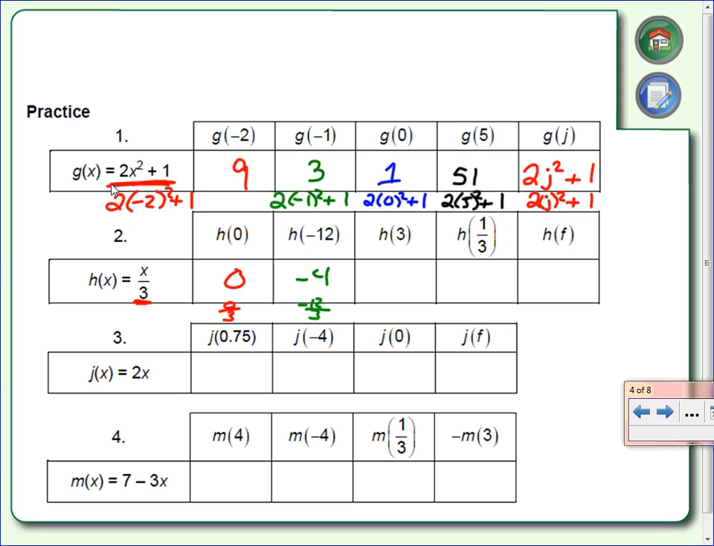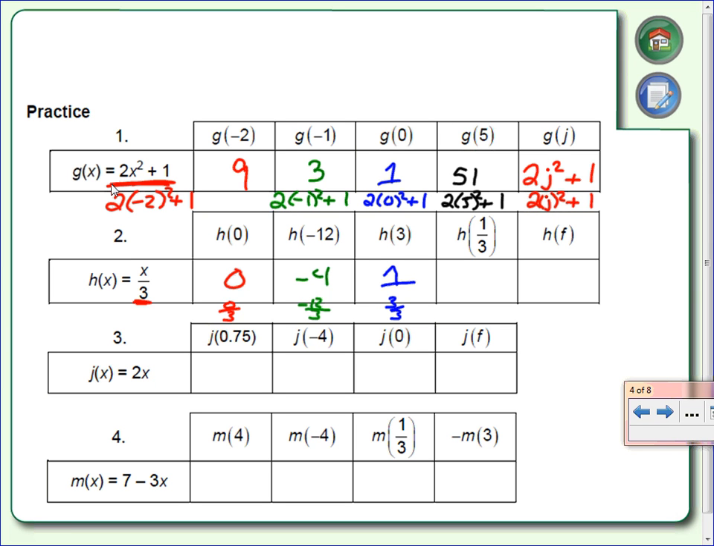Right? Negative 12 divided by 3 is negative 4. Next one. This time I'm replacing my x with a 3. So I need to know what is 3 divided by 3. 3 divided by 3 is, no, not 0, it's 1.